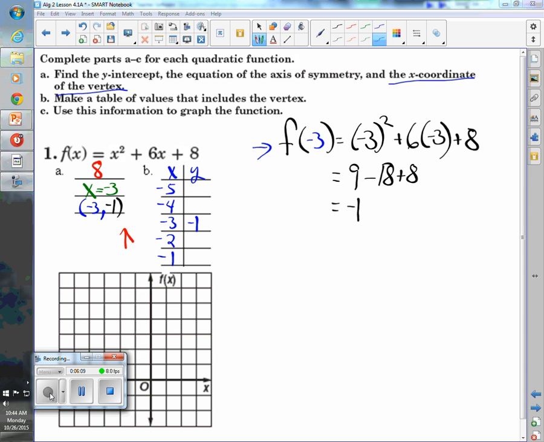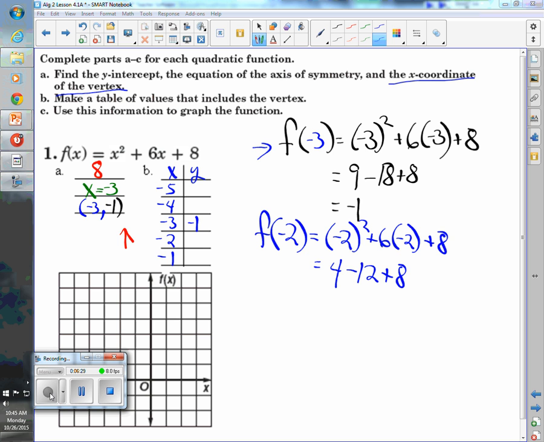So next I'm going to do f of negative 2. In other words, all of my x's are replaced with a negative 2. This is negative 2 squared plus 6 times negative 2 plus 8, which gives me 4 minus 12 plus 8. 4 minus 12 is negative 8, plus 8 is 0. So negative 2 has a 0. Now I'll go for negative 1. F of negative 1 is negative 1 squared plus 6 times negative 1, plus 8. Negative 1 squared is 1, minus 6 plus 8. Negative 5 plus 8 is 3.